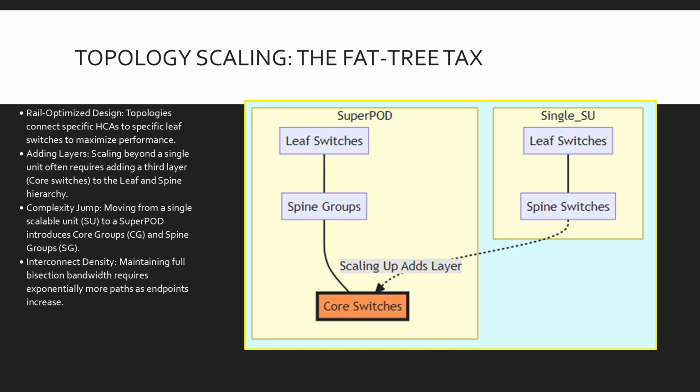Every time you add a layer to the topology to support more nodes, you are buying significantly more infrastructure just to keep the existing nodes connected at full speed.